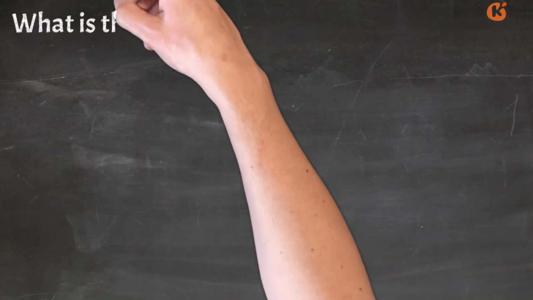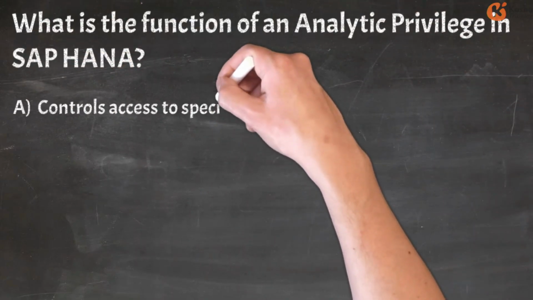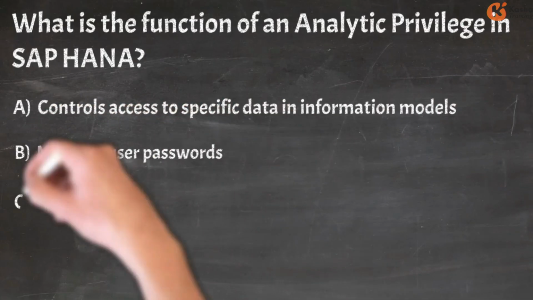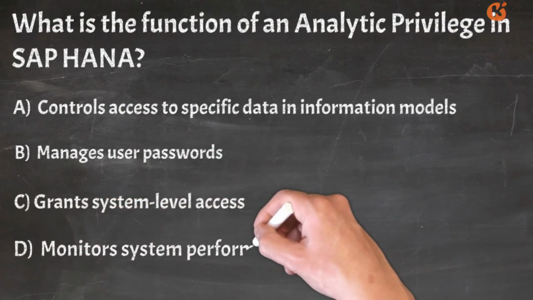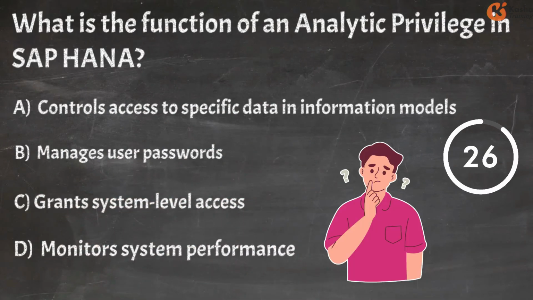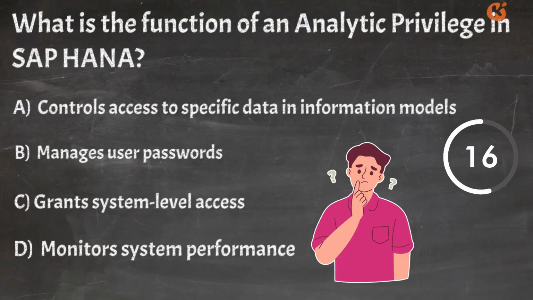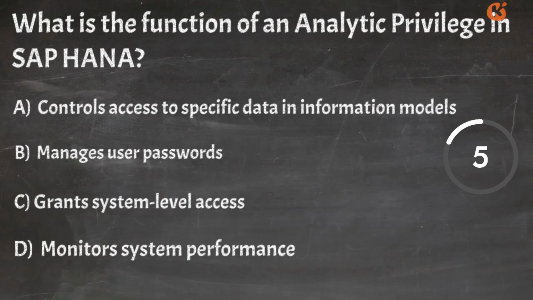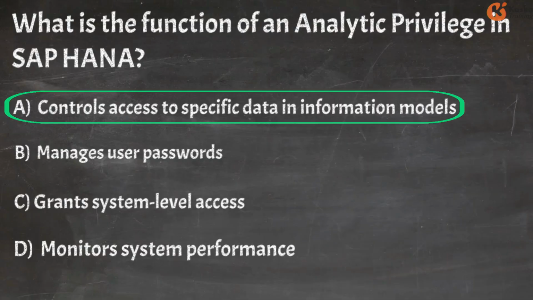Question 9. What is the function of an analytic privilege in SAP HANA? A. Controls access to specific data in information models. B. Manages user passwords. C. Grants system-level access. D. Monitors system performance. Correct answer A. Controls access to specific data in information models.